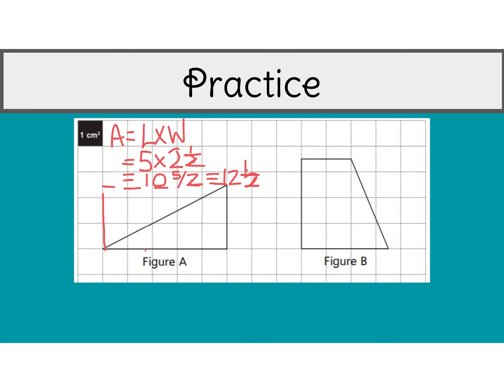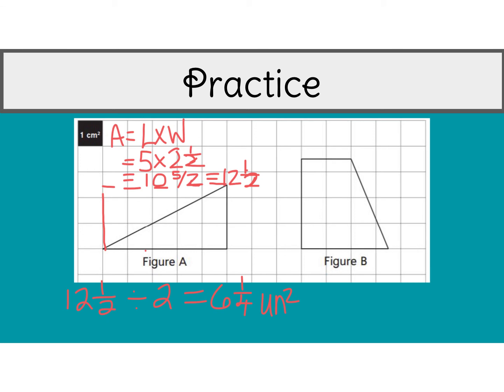So our triangle here, we're going to divide that in half, right? Because what we did was we found the area of the whole rectangle. So now we're going to take the 12 and 1/2 divided by 2. So half of 12 is 6, and half of 1/2 is 1/4. So that would be units squared. And there you have that first shape.